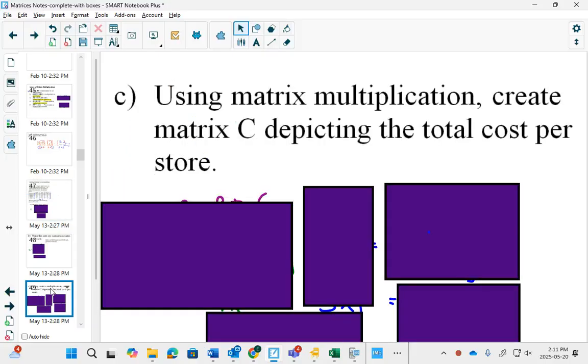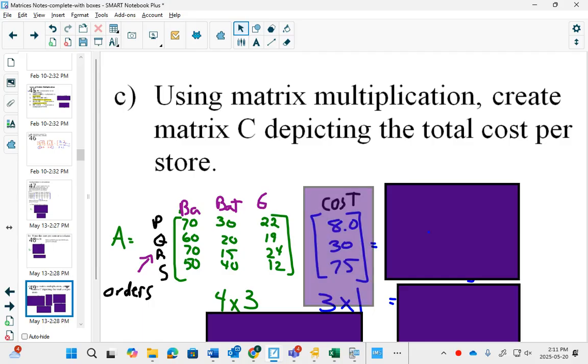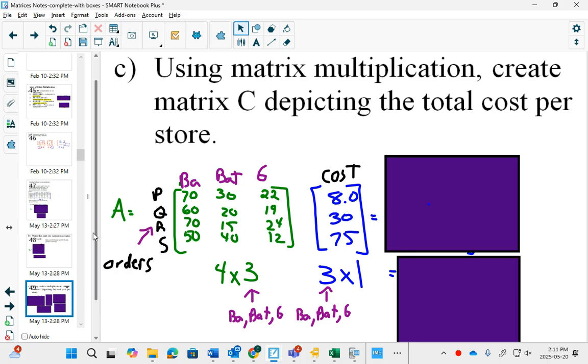But now that we have matrix multiplication, something cool is going to happen. Here is our matrix A and our matrix B. It's very important that we do A times B, because A was a 3x3 and B was a 3x1. But not only does it matter that the two numbers are the same in the middle, they also have to represent the same thing in the same order. And notice, for store P, if I turn this on its side and ram it in, won't I get the 70 times 8, the 30 times 30, and the 22 times 75?